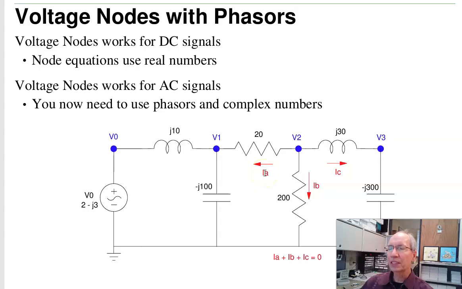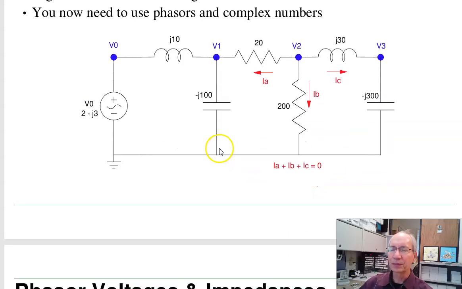So again, everything you did at DC works with phasors, except now you're using complex numbers, and that's the whole point behind complex numbers. I don't have to do anything different. Everything that I did at DC works. Voltage nodes, current loops, Thevenin, voltage division, current division, all that still works, except now I'm using complex numbers. If you don't mind complex numbers, it's no different.